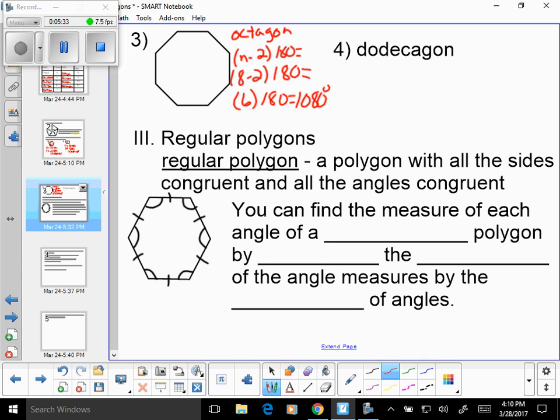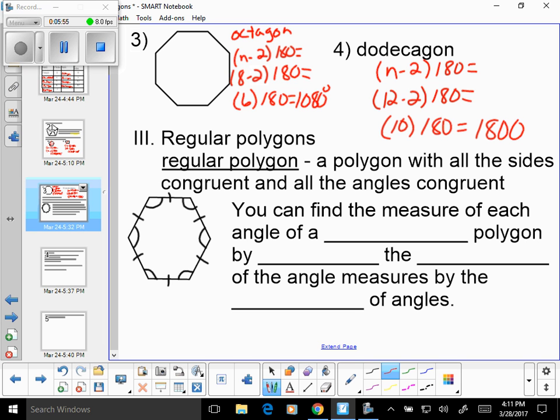A dodecagon, remember how many sides that has? Yes, it has 12. So we have n minus 2 times 180. 12 minus 2 times 180, which will equal 10 times 180. Don't need a calculator for that. That 0 goes on as a shortcut, so it's 1,800.